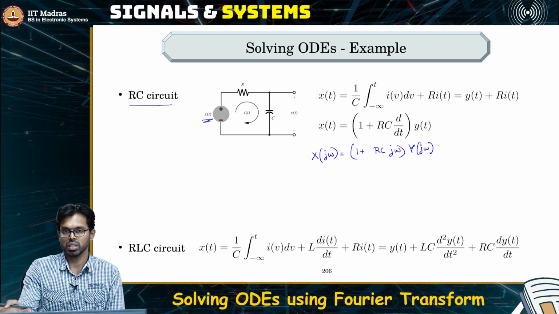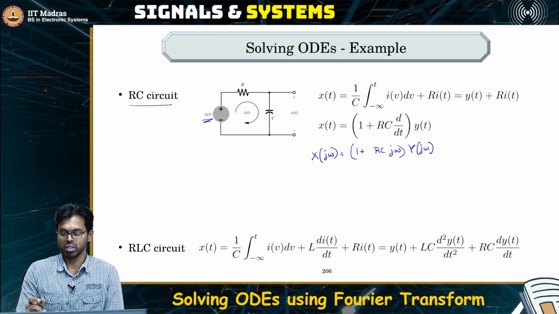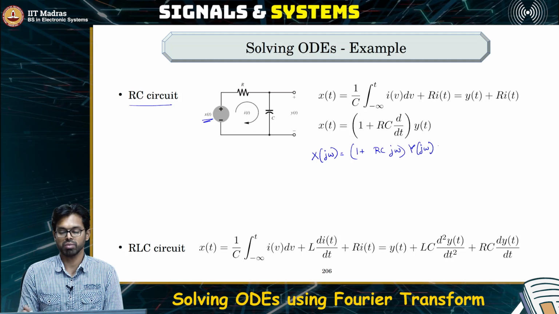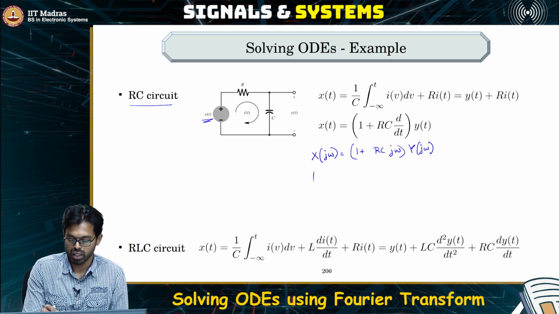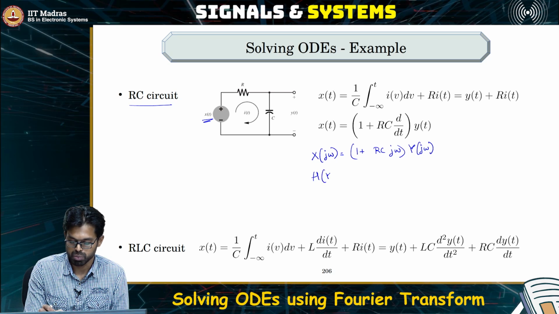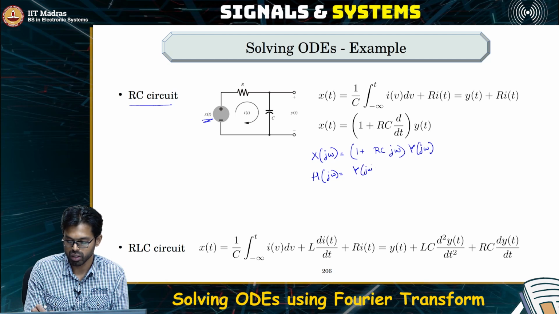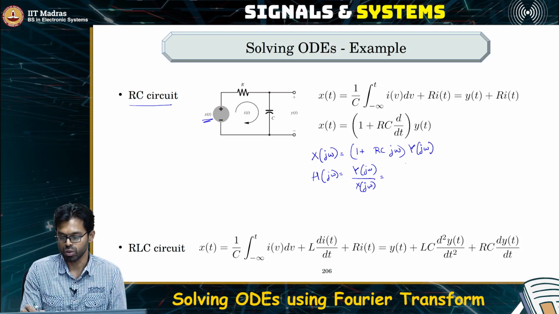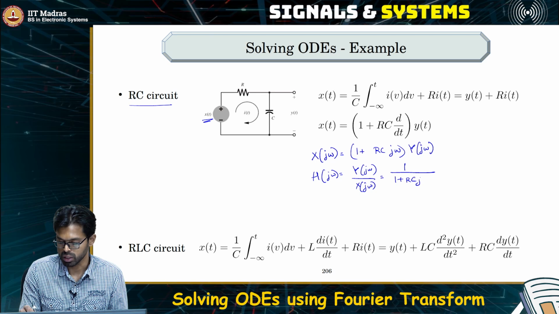Okay, so this is just the plain RC circuit equation which we have derived before. We're just going to use that, and all we are doing is taking the Fourier transform on both sides of this time domain system representation equation. From this we can say that the frequency response is just Y of j omega divided by X of j omega, and that is equal to 1 by 1 plus RC times j omega.